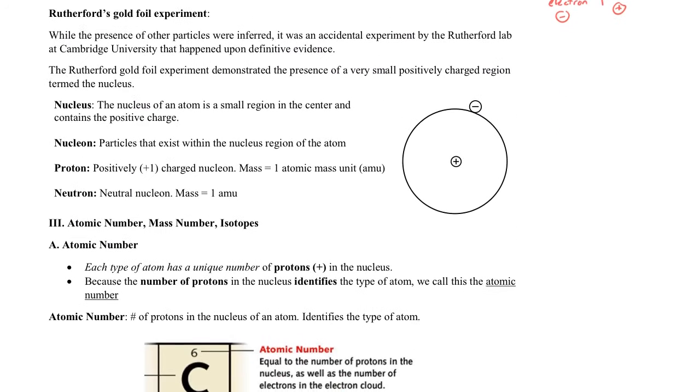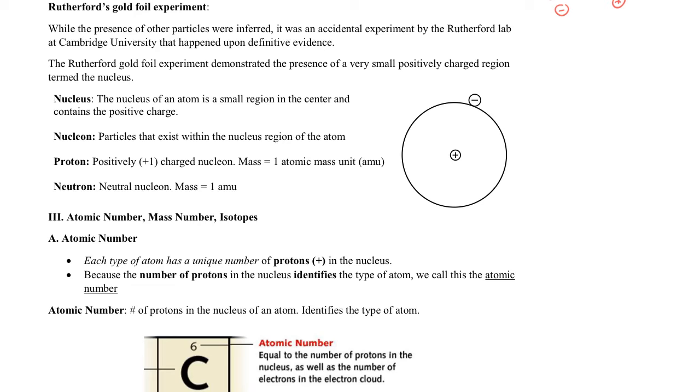Let's take a moment and summarize what we just discussed. The Rutherford gold foil experiment demonstrated the presence of a very small, positively charged region that we call the nucleus. Most of the atom outside of the nucleus is empty space until we reach the electron, which has an opposite charge. So we have the nucleus of an atom, and we also have something now that we call a nucleon. A nucleon is a particle that exists within the nucleus region of the atom. It's a citizen of the nucleus.